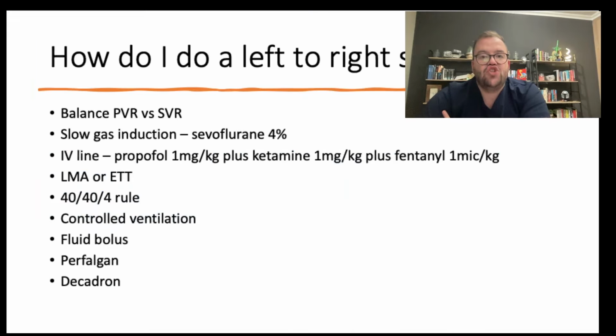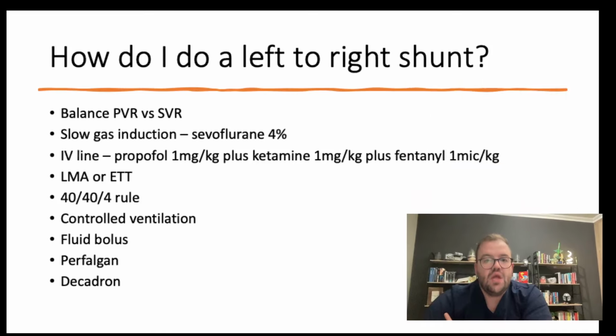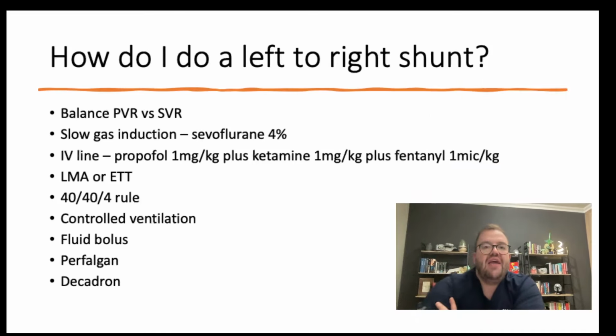The next thing that you need to be aware of is, how do I do a left to right shunt? Well, my goal, as I said, is to balance PVR and SVR. So what does that mean? I do a slow gas induction, sevoflurane 4%. I establish an IV line and I give ketamine 1 milligram per kilogram, propofol 1 milligram per kilogram, and fentanyl 1 mic per kilogram. I put in an LMA or ET tube as appropriate.